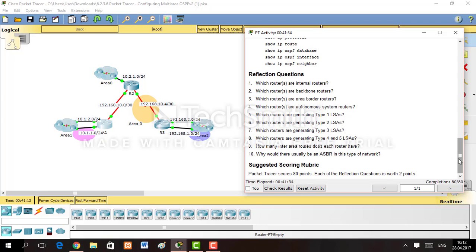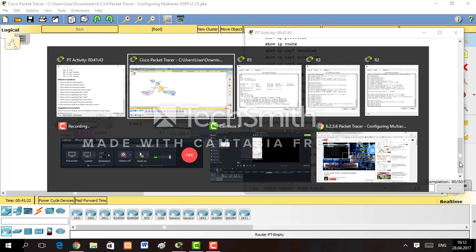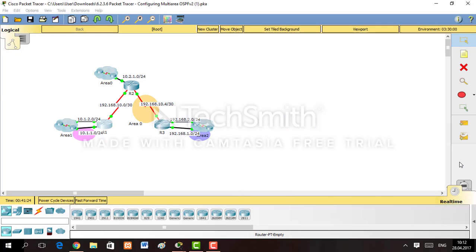And here Packet Tracer scores 80 points. Each of the reflection questions is worth 2 points. This is the end of this lab work.